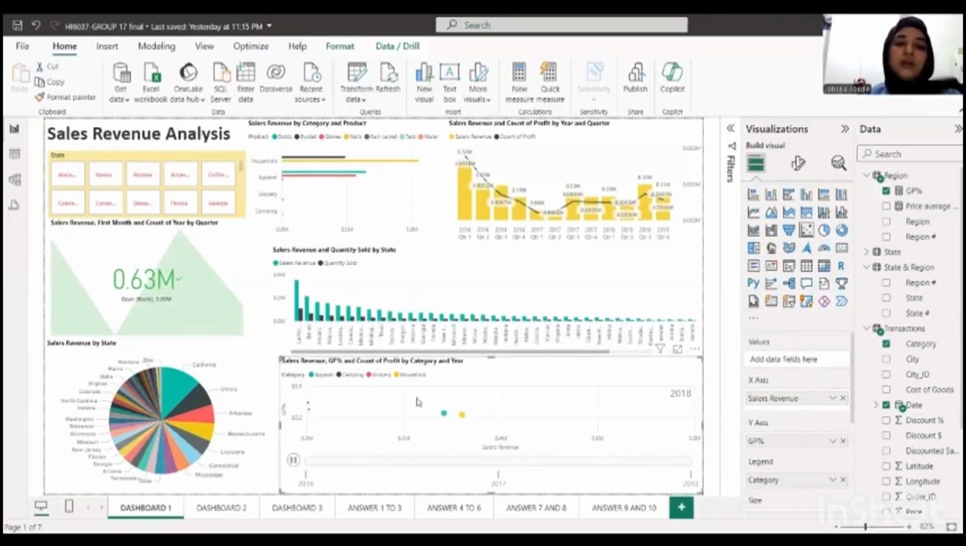So in my visualization, I can say that the sales revenue for these 3 years was positive, though 2016 has the best sales revenue and 2017 has the least amount of sales revenue. Thank you so much.